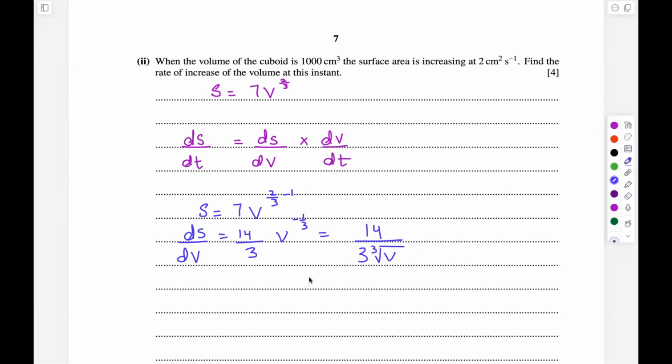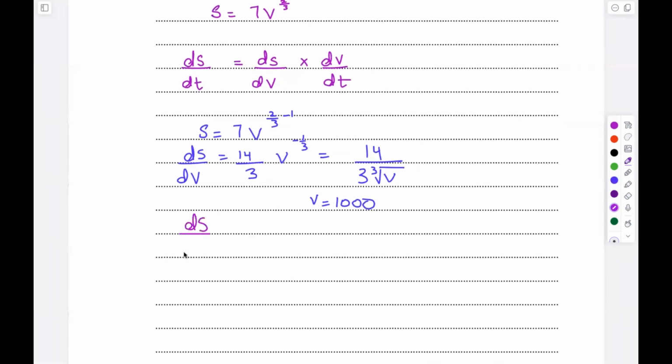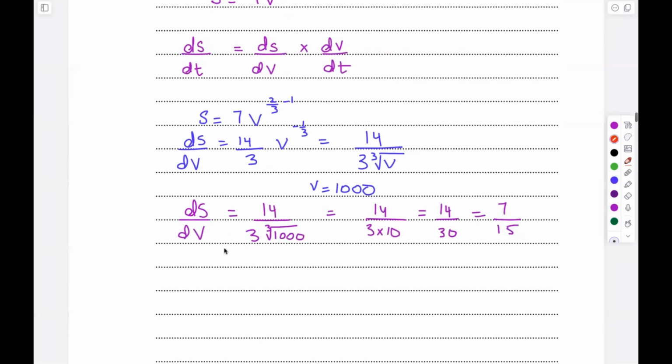So as V is equals to 1000, substituting V equals to 1000 over here, we'll get dS by dV will be equals to 14 upon 3 into cube root of 1000 over here. So cube root of 1000 is 10. So this will become 14 upon 3 into 10 or 14 upon 30, which we can simplify by dividing it by 2 and write it as 7 upon 15. Once we have dS by dV as 7 upon 15, we can find the rate of change of volume.